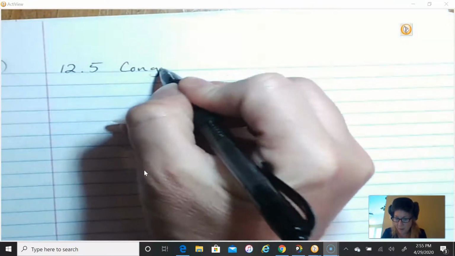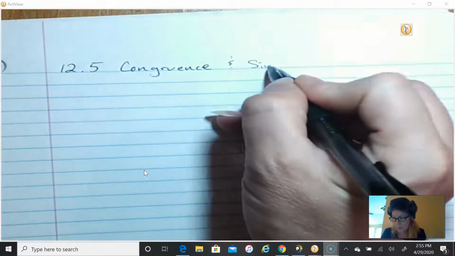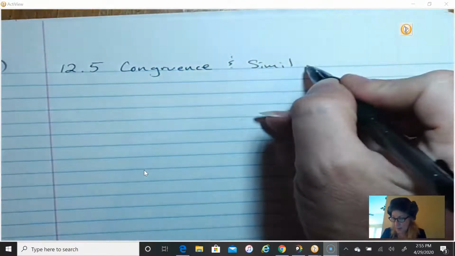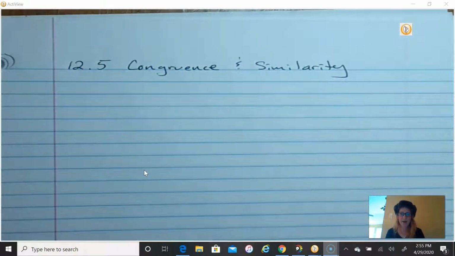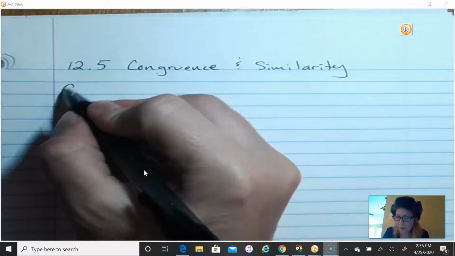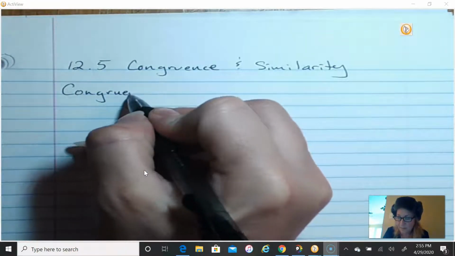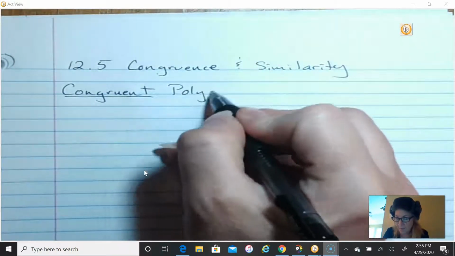We're going to be doing 12.5, congruence and similarity. Okay? All right, here we go. Y'all ready? All right, congruent polygons.